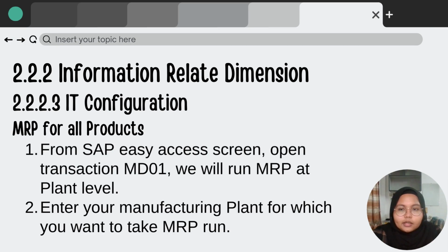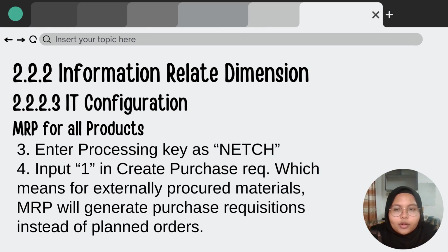Now, I am going to explain the ways to run MRP for all products. Firstly, from the SAP Easy Access screen, open transaction MD01 to run MRP at plant level. Next, enter the manufacturing plant for which we want to take the MRP run. Next, we can enter processing key as NETCH. And then, for input 1, we can create purchase requisition, which means for externally procured materials, MRP will generate purchase requisitions instead of planned orders.